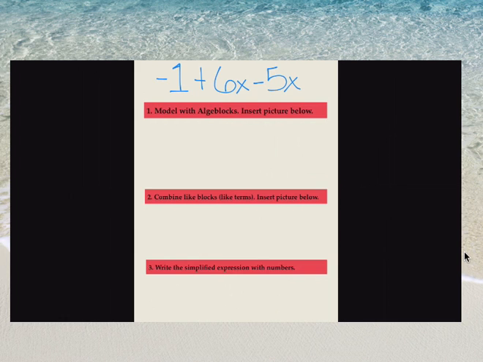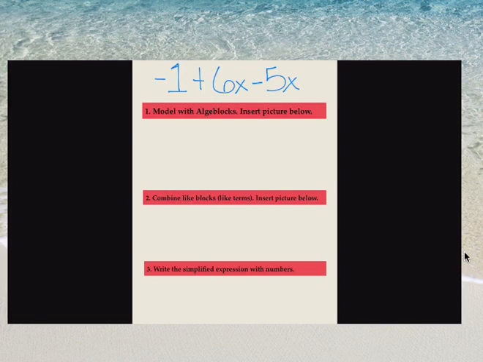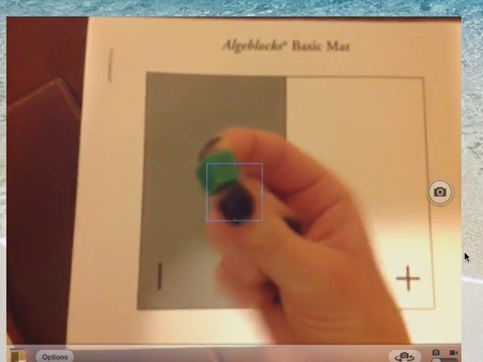Okay, let's try another one. Now we've got negative 1 plus 6x minus 5x. Remember again, our first step is to model this with the algebra blocks. So I've got negative 1. I'm going to model that with one green block on the negative side of the mat.